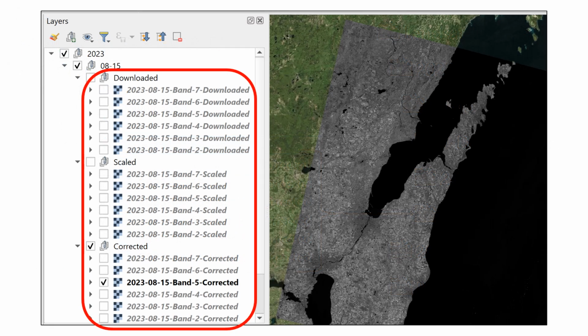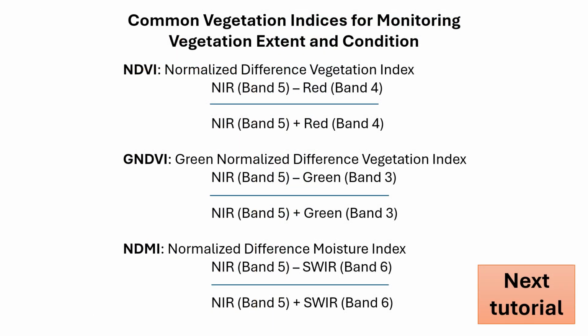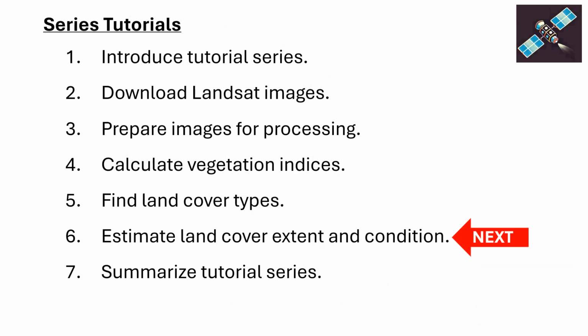So we are now done processing images for the remaining tutorials in this series. So what can we do with these images? In the next tutorial, we will use the corrected images to calculate various vegetation indices in pursuit of the overall goal of this series of tutorials, which is to monitor vegetation extent and condition. So that's it for this tutorial. Hope you will enjoy the next tutorial in this series.